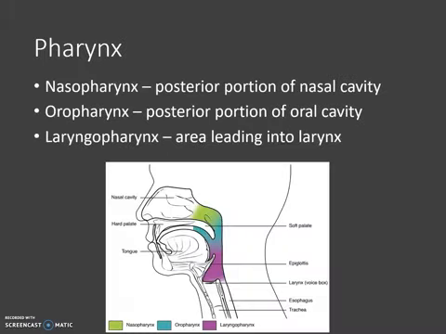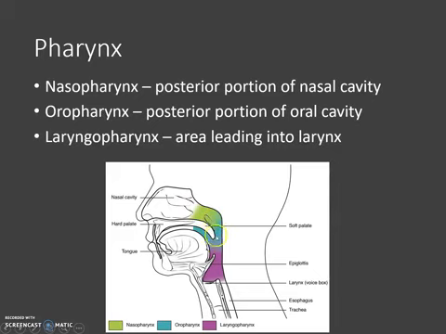Now, the oral cavity and the nasal cavity are connected to each other back here in the pharynx. This is one reason why if you take a drink of water and someone makes you laugh, that water can come up and out of your nose, because the two cavities are connected.